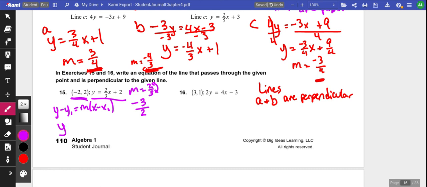So y stays the same always, minus the y from my point is equal to -3/2 times x stays the same, minus x1, which is -2. I'm not going to put minus -2. I'm going to say plus 2. If it had told me to put it in slope-intercept form, I would calculate that out, but it just asked for an equation, and this is an equation.